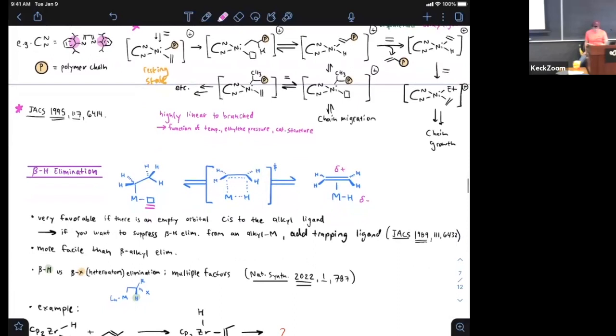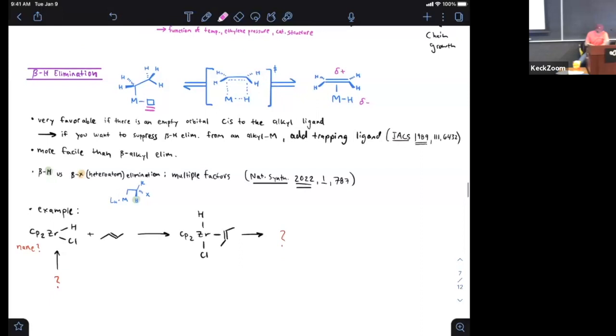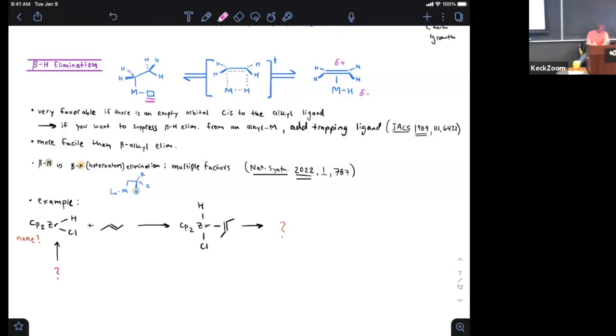Okay, any questions on those two polymerization processes? Okay, so this portion will mostly just review things that we've just covered.